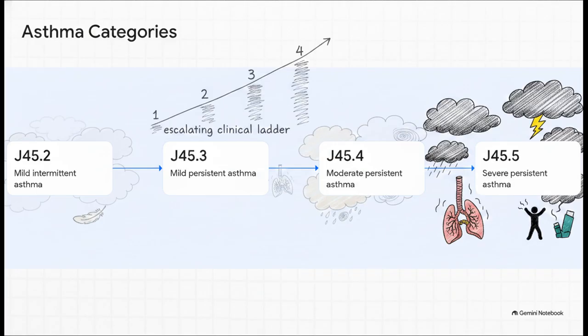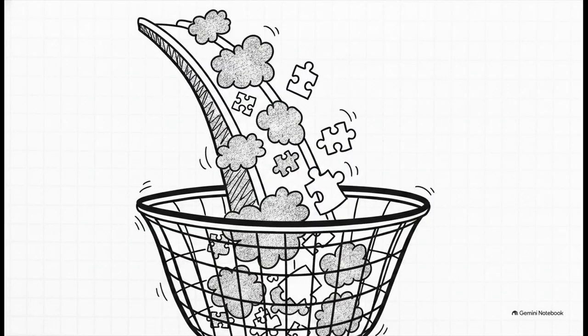But you know as well as I do, we don't always get that perfect level of detail from providers. That's where category J45.9 comes in as our fallback.